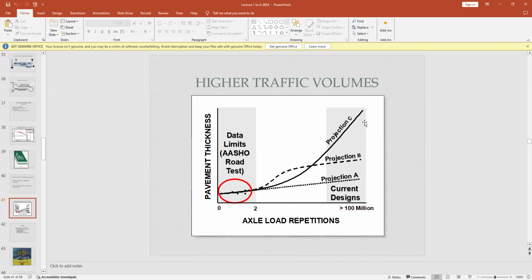Pavements are not designed for 100 million. Yes, for flexible pavement, but for rigid pavement you can go up to 100 million, but not beyond that. So there is a limit for designing a pavement, and there is a limit for load. If you cannot control the load, limit the design life of the pavement.